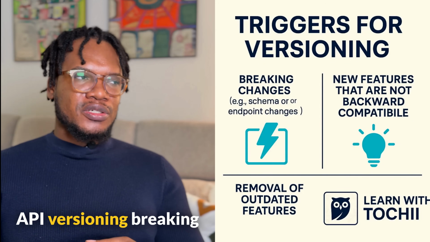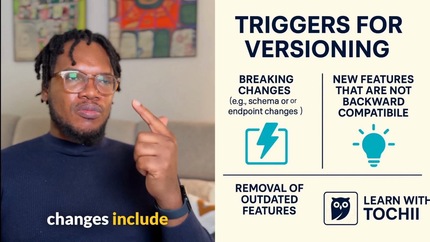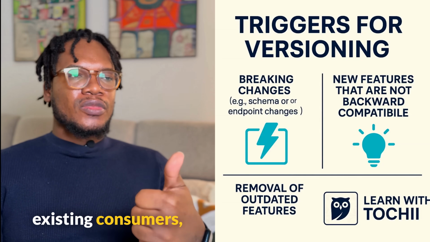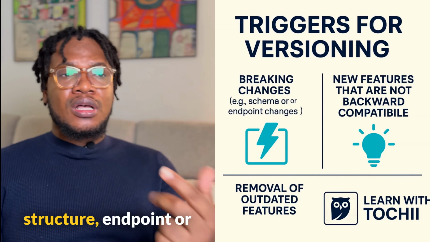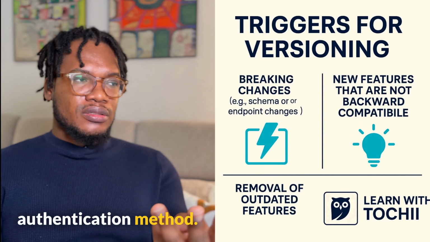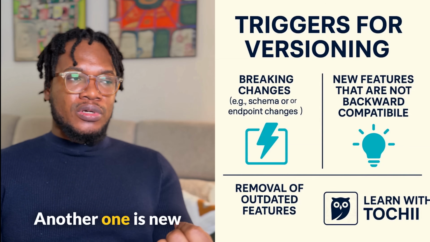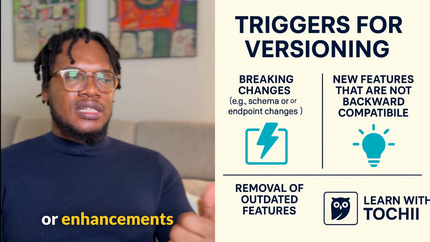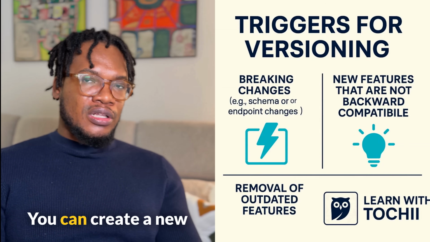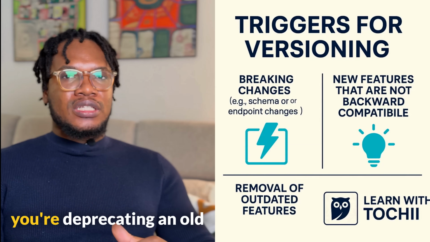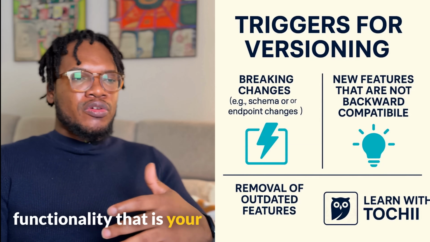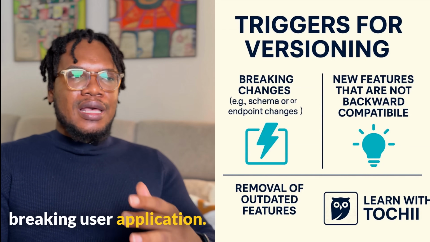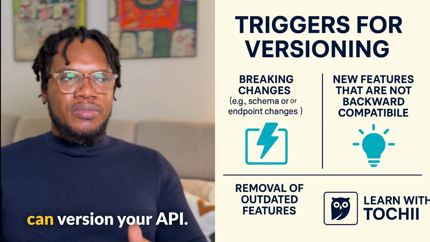Common reasons for API versioning. Breaking changes include modifications to the API that could disrupt existing consumers, such as changes to data structure, endpoint, or authentication method. Another one is new features, so you're introducing functionalities or enhancements that may not be backward compatible. You can create a new version of your API. Or you're deprecating an old functionality, that is, you're removing or replacing outdated features without breaking user applications. In these cases, you can version your API.